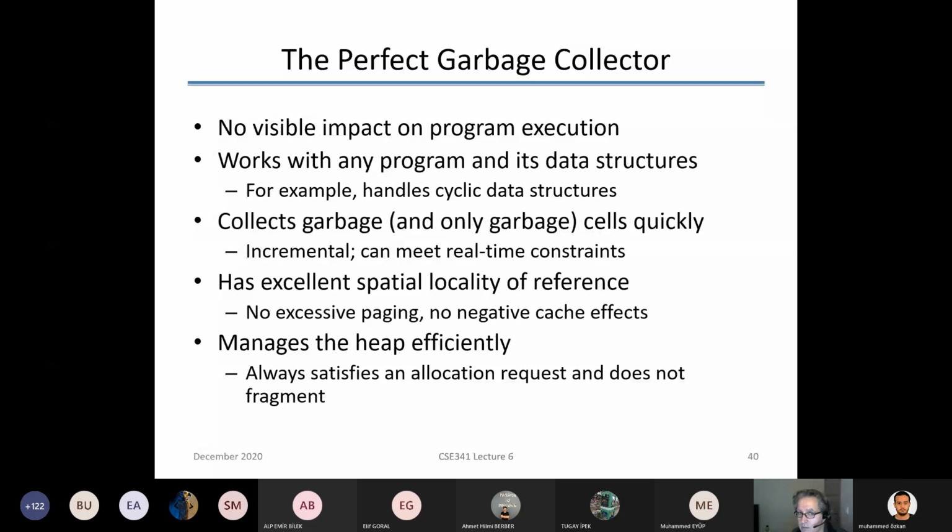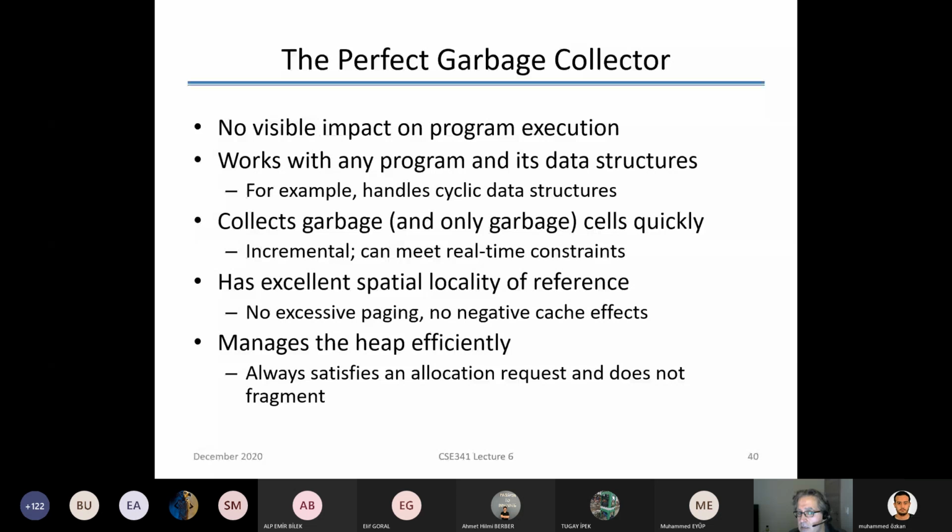Another feature for a perfect garbage collector is it should work with any program and its data structures. I shouldn't worry that my garbage collector is not going to work if I have cyclic data structures, meaning, let's say, a cyclic linked list or something like that. It should collect garbage, and only garbage, very quickly. Of course, you may want to have this done incrementally to meet the real-time constraints.